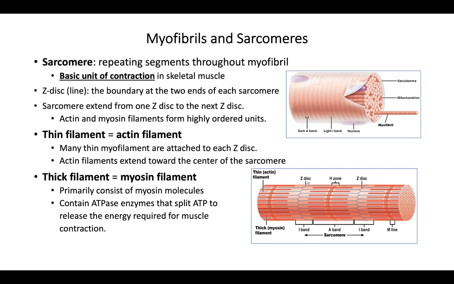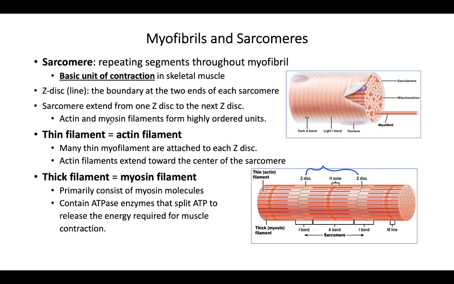So can you see the Z disc or Z line? And here's another Z disc. And there will be another Z line over here and back here. But between these two Z lines, we call this a sarcomere. So sarcomere has a Z line, the boundary at the two ends of each sarcomere. Sarcomere extends from one Z disc to the next Z disc.